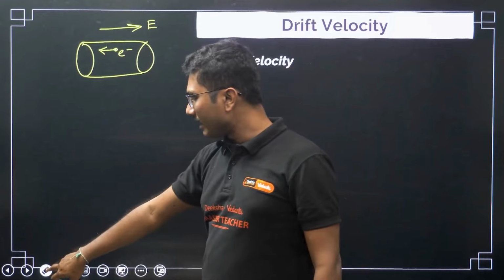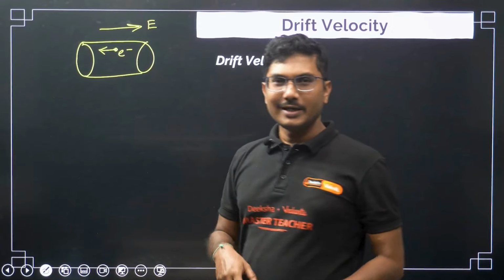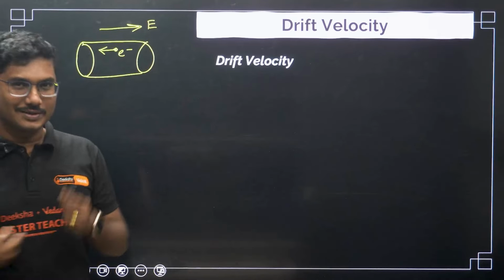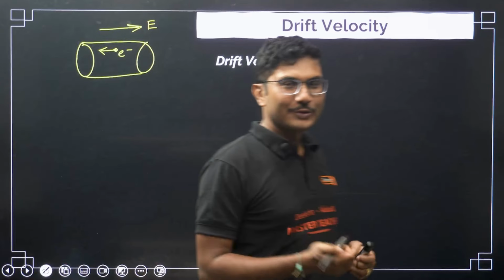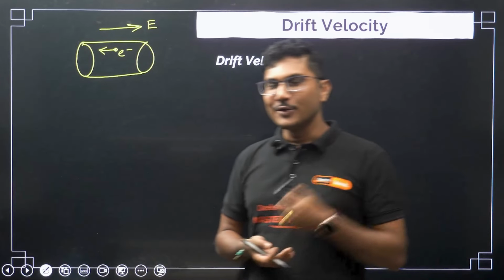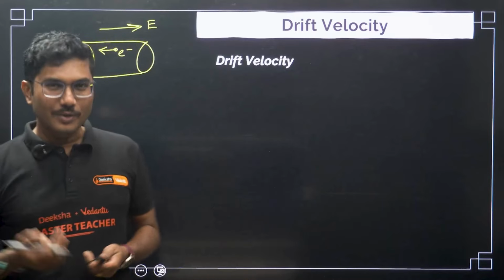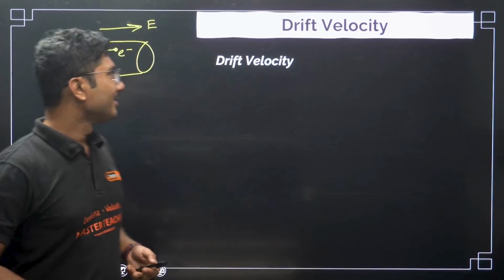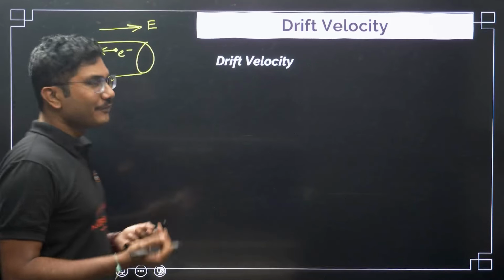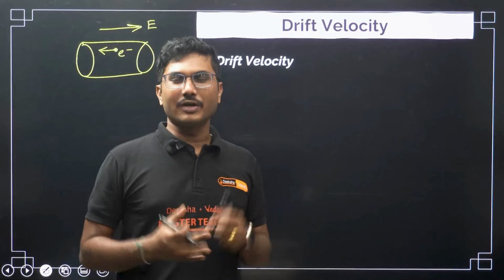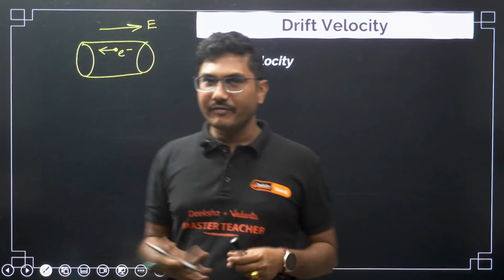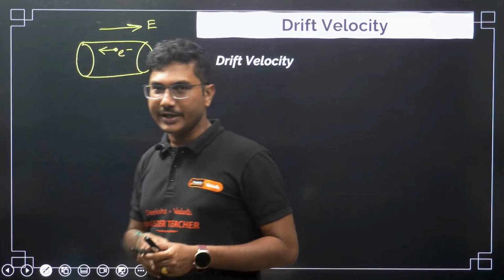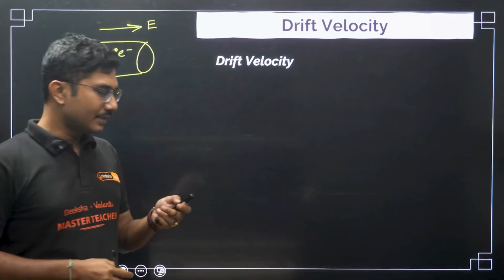It's like a moonwalk. The electrons are doing a moonwalk and they are moving backwards, right? If you don't know what a moonwalk is, you should go and Google it. There is a famous person who is famous for his moonwalk. Anyway, drift velocity is the average velocity with which the electron slowly moves in the opposite direction of the applied electric field.